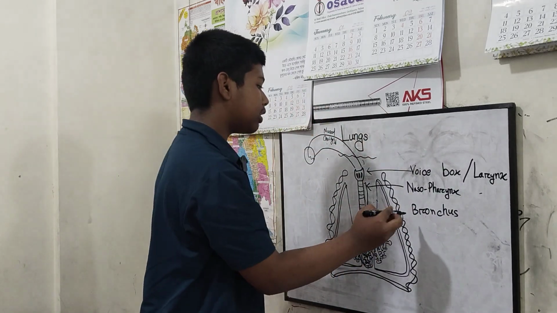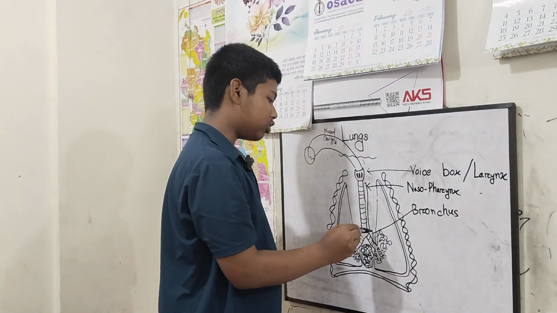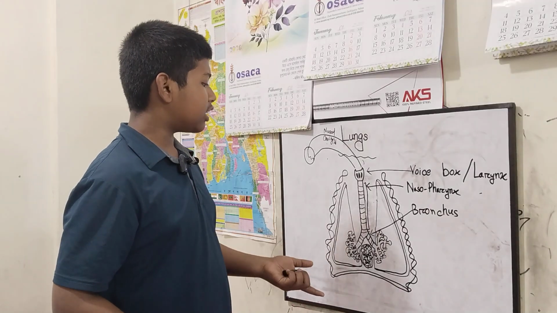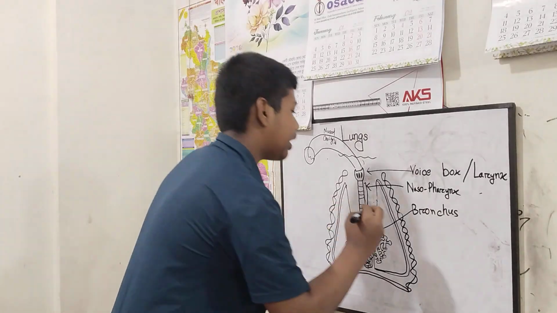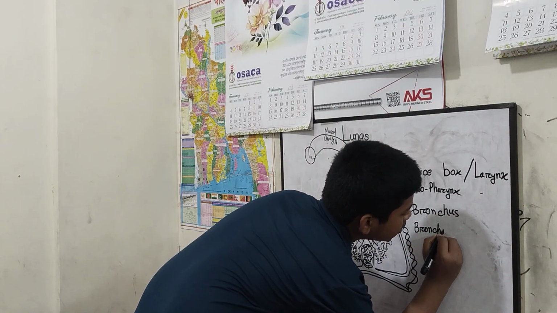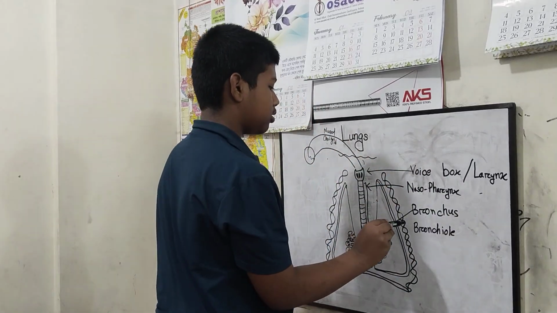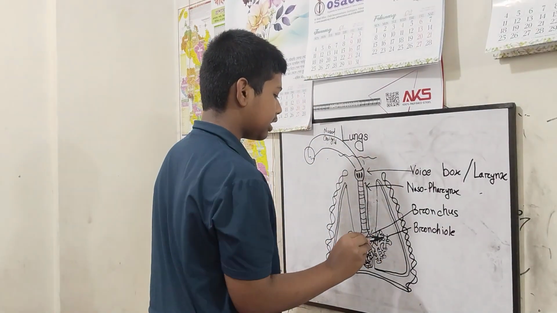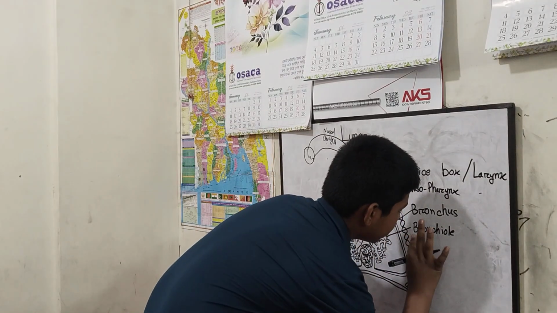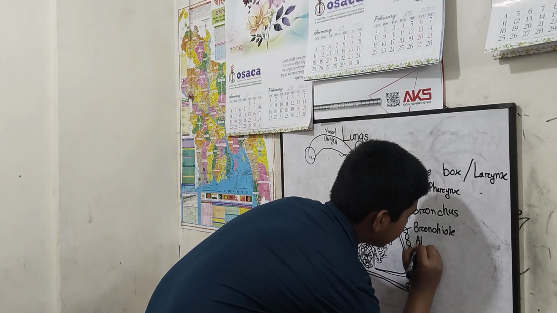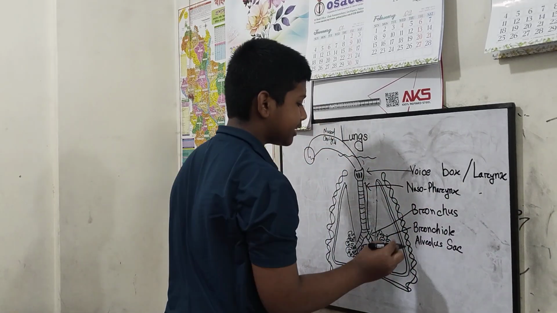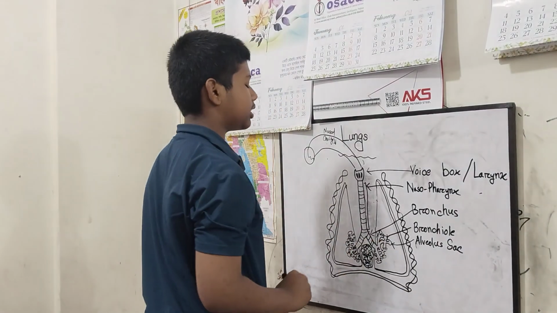The area where the nasopharynx divides into two. It goes to two, but it has many kinds of branches, and those have another name. That is bronchiole. These are the branches. But there are also tiny shapes in the branches. These are called alveolus sacs. These round objects.